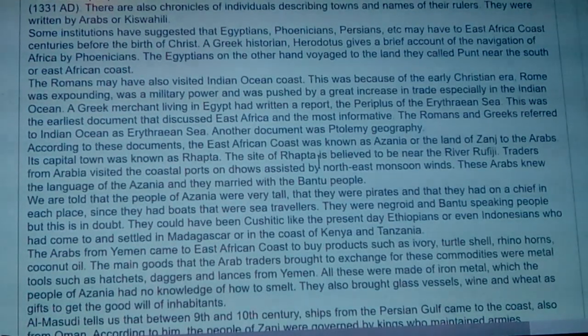A Greek merchant living in Egypt had written a report, The Periplus of the Erythraean Sea. This was the earliest document that discussed East Africa and the most informative. The Romans and Greeks referred to the Indian Ocean as the Erythraean Sea. Another document was the Ptolemaic geography, and we just looked at that, and it showed you that they called that the Australis Sea, and that's where they get the idea of Australia.